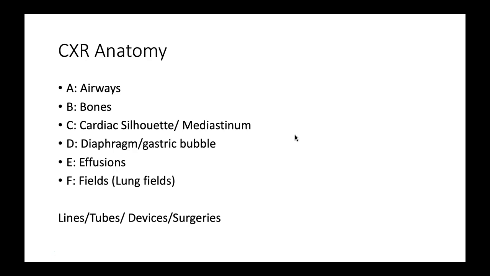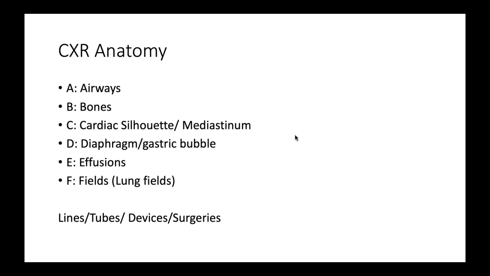Then from there we move on to the cardiac silhouette and the mediastinum. Make sure nothing is enlarged, that the patient does not have an enlarged heart. Then we check the diaphragm, and we want to look for the gastric bubble. The gastric bubble should be on the patient's left side, and a little pearl is if you happen to see it on the right, there's a good chance you might have your X-ray backwards. So take a look and maybe flip it around.